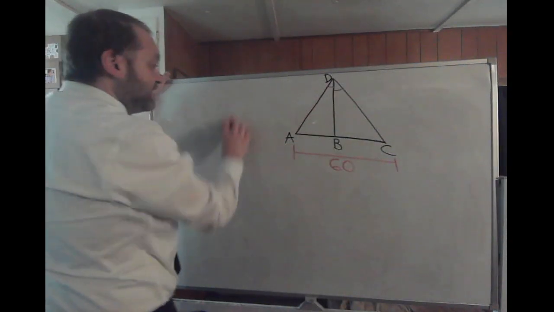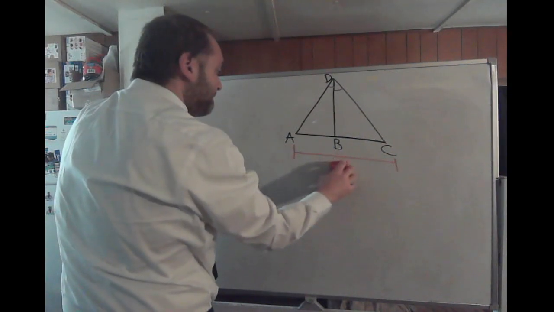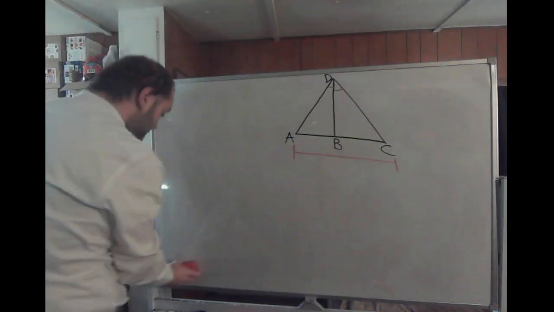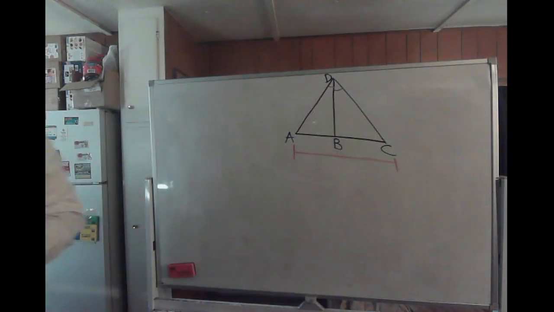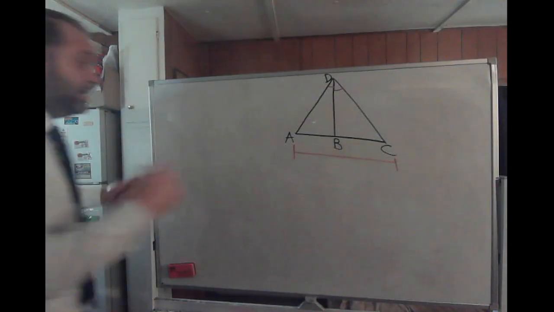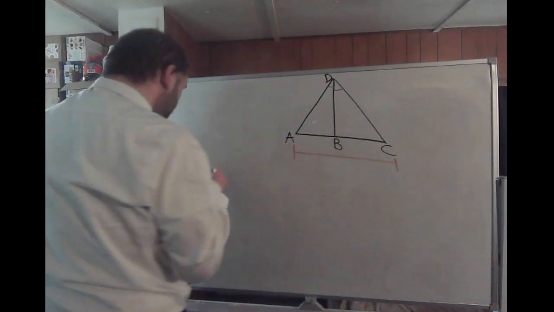Two more exercises, then we're done for the day. Let's see what we get here. Let's see, AB. Okay, AB has a length of 27.